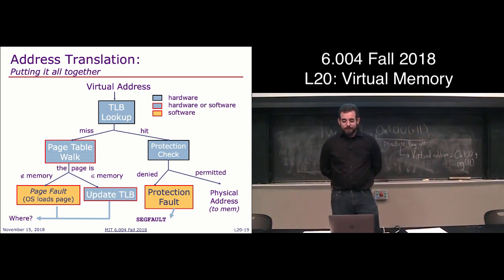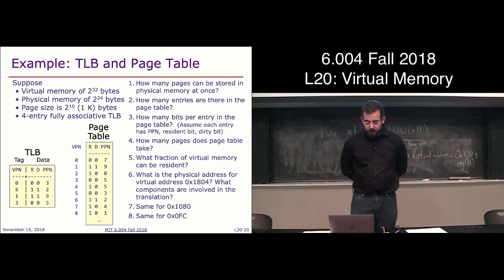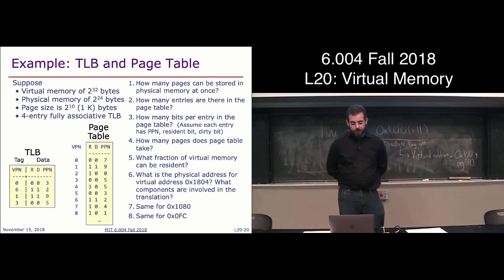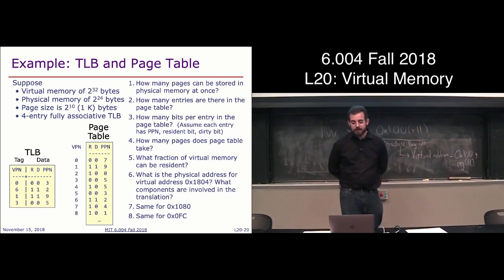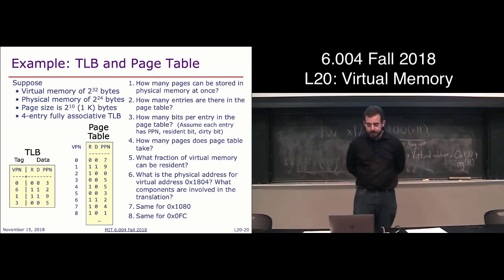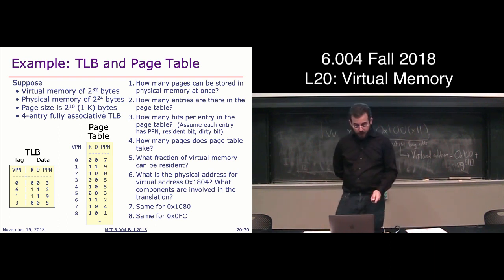Okay, so let's finish off with an example that actually makes this much more concrete. Suppose that you have a virtual memory system with 32 bits of virtual address space, which is 4 gigabytes, but you only have 2 to the 24 bytes of physical memory. So that's 16 megabytes, right? And we're going to have 1 kilobyte pages. Not only that, we're going to have a 4-entry TLB that's shown here.